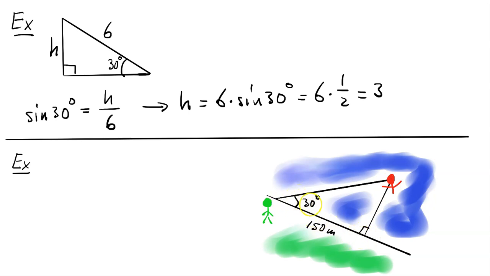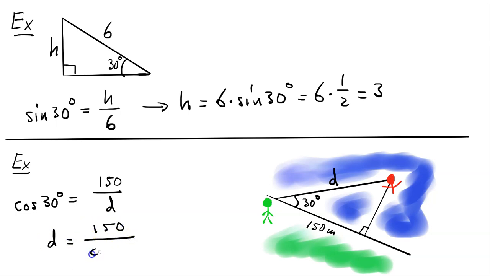So, okay, how far out in the water? What is this distance here? And that you can calculate by trigonometry. And then you can use, for example, cosine 30 degrees. And what's that? That's this side here, 150, divided by the distance, hypotenuse. And then you can solve for d. And you can just write this as 150 divided by cosine 30 degrees.